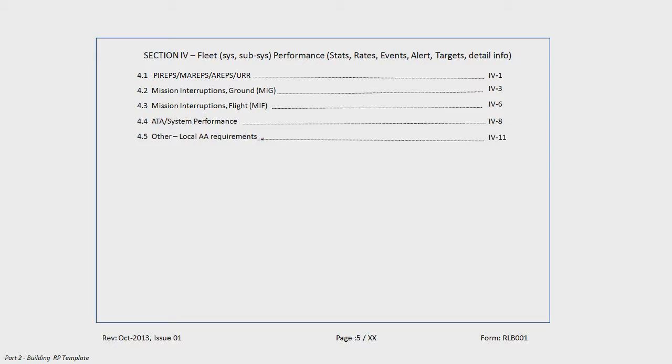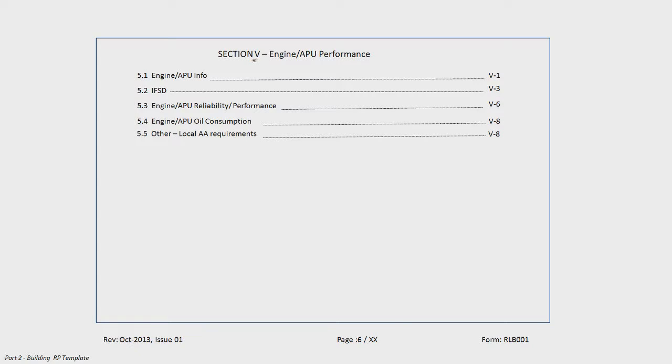Definitely, as I said, we need what? So starting from 21 to 60, right? Plus AL. Target levels, alert levels for each system subsystem. Next, same thing applies to the engine now. Engine APU performance, engine APU info, in-flight shutdown, engine APU reliability performance, engine APU oil consumption, other local aviation authorities requirements. Same story. Let's say we have 10 in-flight shutdowns per 10,000 flight hours. We need what? We need alert level for each item also.